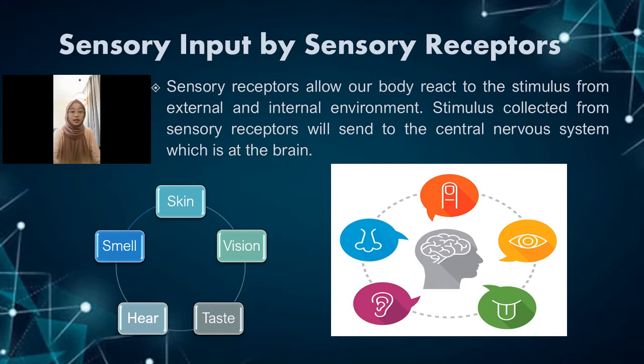Last but not least, receptors on the skin are at the dermis, epidermis, and hypodermis. They function as mechanoreceptors, thermoreceptors, and nociceptors. Basically, sensory response will collect the information from the environment. So next, NURIAH will explain about processing information in the brain.